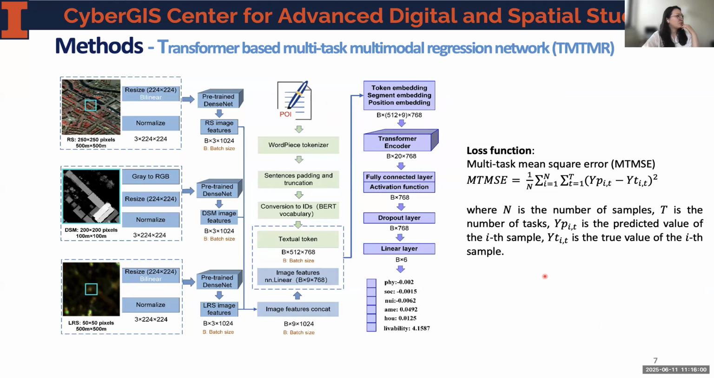This page shows our transformer-based multitask multimodal regression network. In this network, we have extracted the image features from all 3 image modalities using a pre-trained DenseNet, and we have extracted the text features from the POI data using the pre-trained BERT network. Then the features of those 4 types of modalities are concatenated and input into the transformer encoder. Finally, through a linear layer, we get the regression results. In this network, we have used a multitask mean square error loss function, where n is the number of samples and t is the number of tasks.